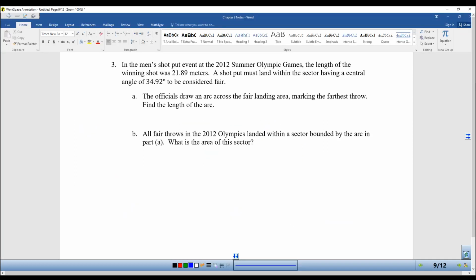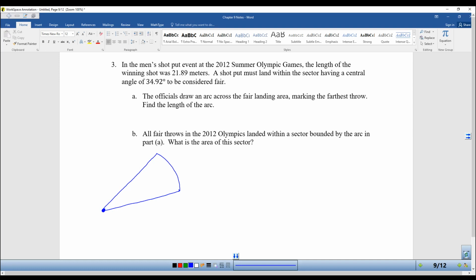Next one. In the men's shot put event at the 2012 Summer Olympic Games, the length of the winning shot was 21.89 meters. A shot put must land within a sector having a central angle of 34.92 degrees to be considered fair. I don't know if you've ever seen a shot put sector, but the guy stands here and spins around and then he throws it, and sometimes it lands out there. If it lands out there, then it's not considered good and he doesn't get credit for it.